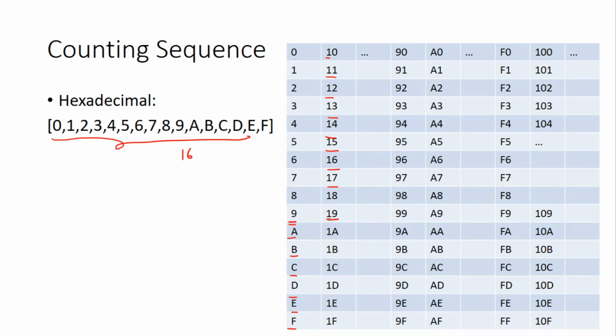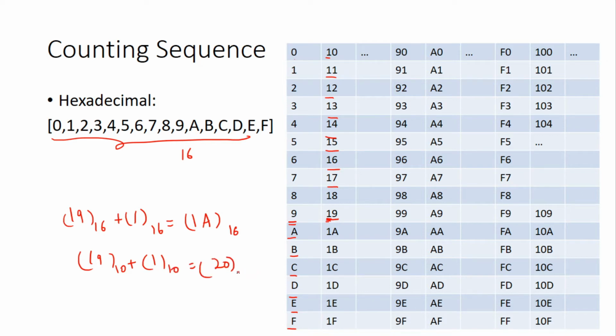We don't have 20 here, we have 1A because we have not exhausted all the permutations starting with 1 yet. So we are not moving to 20, we are moving to 1A. So 19 in hexadecimal plus 1 in hexadecimal results in 1A. If it were decimal, then it would surely result in 20 because that's how arithmetic in decimal takes place.